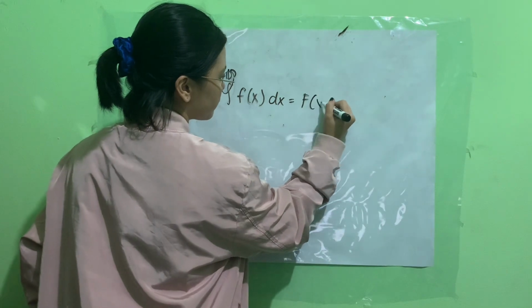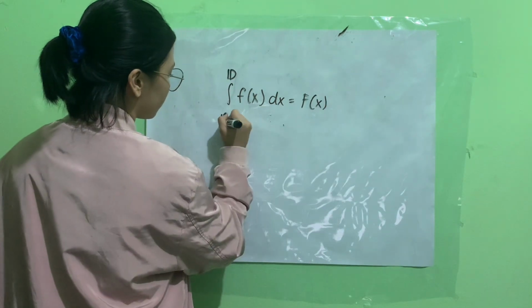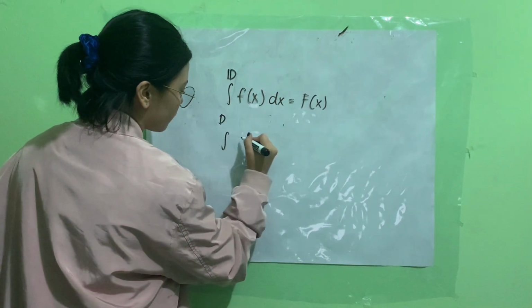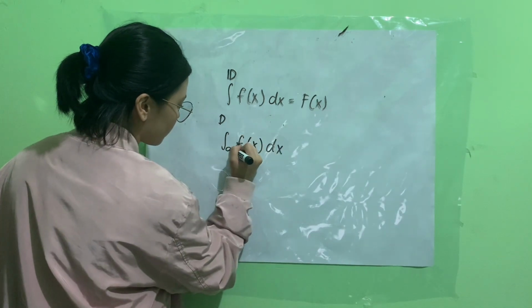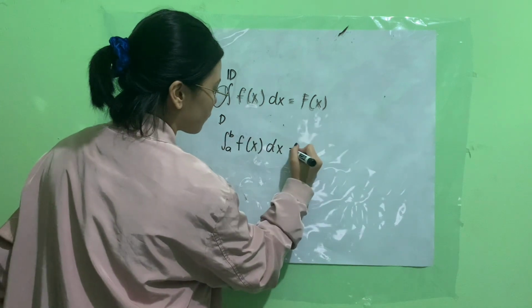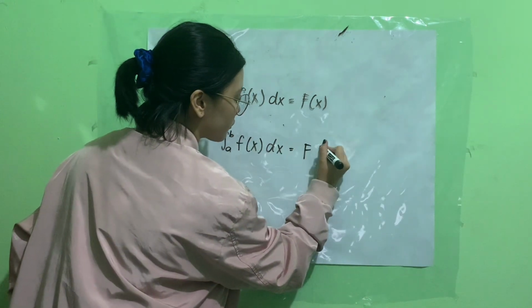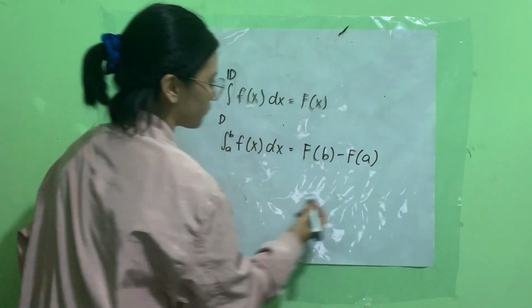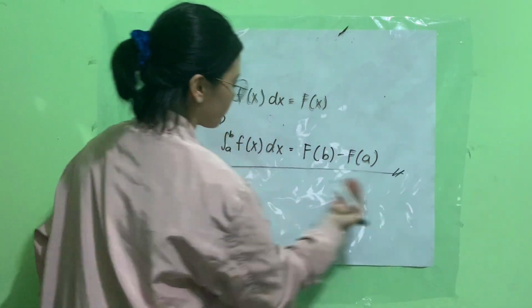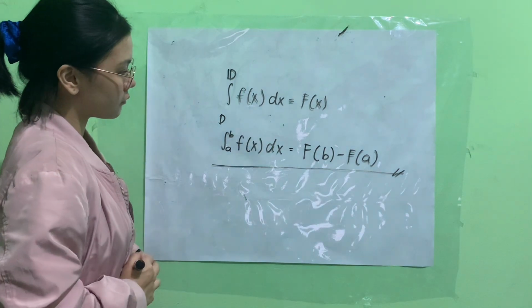Definite integrals are allowed to be computed in terms of indefinite integrals. Since if we say that F of x is the indefinite integral for f of x, then the integral of f of x dx from a to b is equal to F of b minus F of a. Let's have some examples to further explain this.